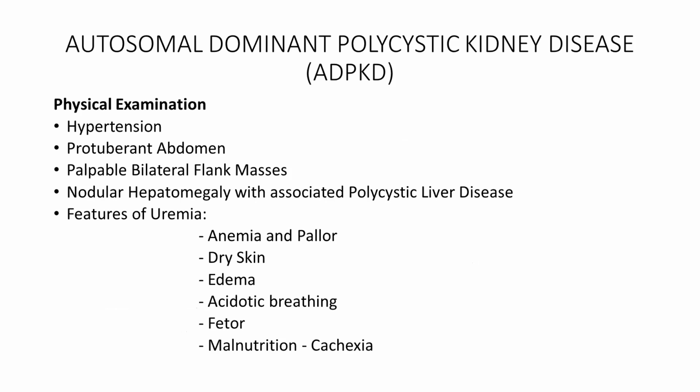On physical examination, hypertension is invariable. The abdomen is protuberant, with palpable flank masses; the kidneys are usually palpated. There is hepatomegaly, which is nodular with polycystic liver disease. And then there are the features of uremia like anemia, pallor, dry skin, acidotic breathing, fever, malnutrition, etc. All the features of uremia.